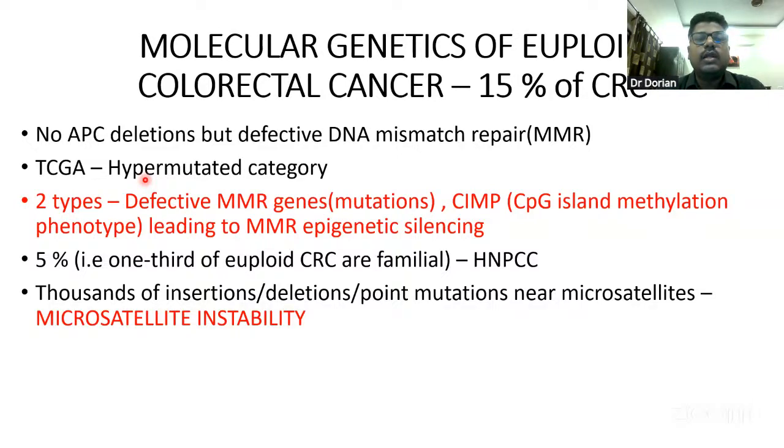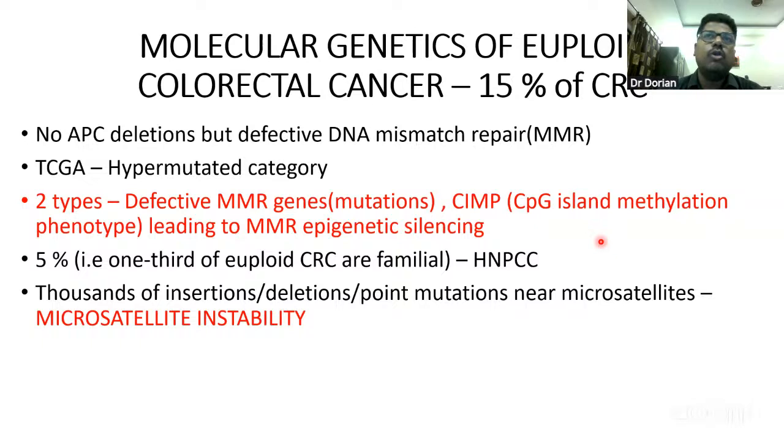Okay. So there are 2 types of euploid colorectal cancer. First is due to defective mismatch repair gene mutations. And second is mismatch repair gene epigenetic silencing due to CIMP phenotype. What is this CIMP? CIMP is CpG, cytosine guanine island methylation phenotype. Okay. Anything related to methylation will come under epigenetic silencing.